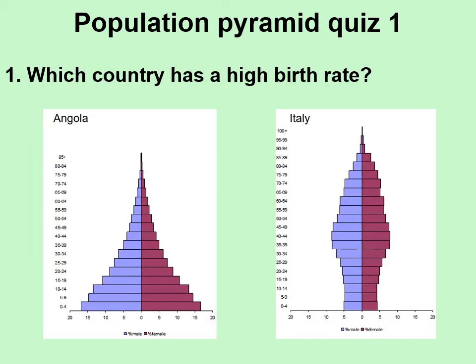Right, question number 1. Which country has a high birth rate? So the country with the high birth rate here is Angola, because the base of the pyramid is really wide. It is the widest bar on the pyramid, so lots of babies are being born.